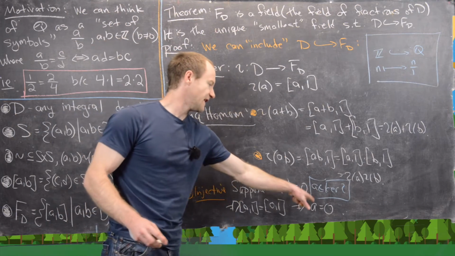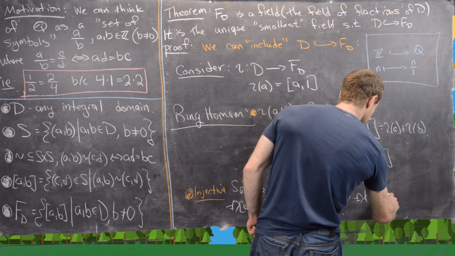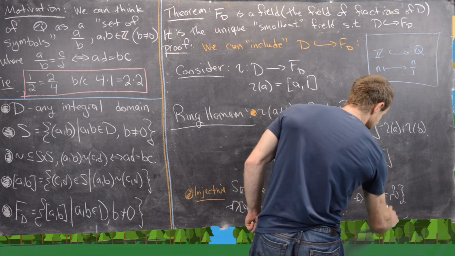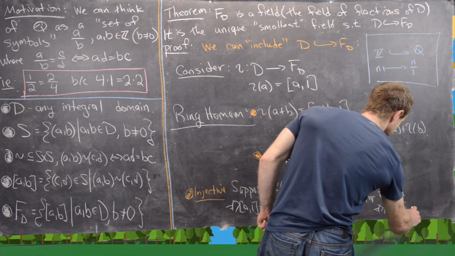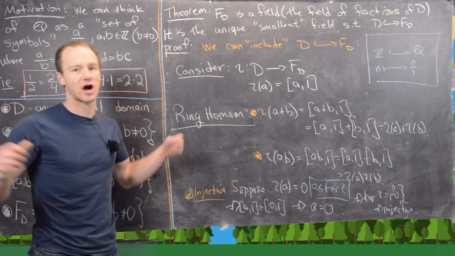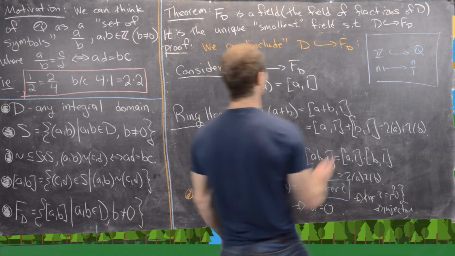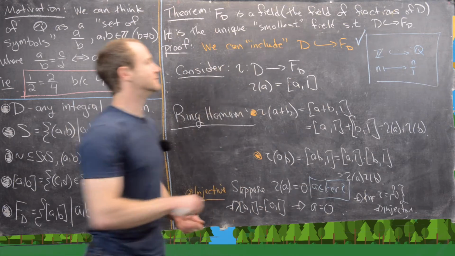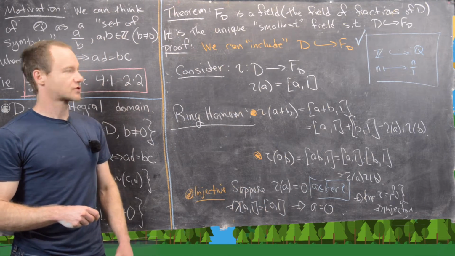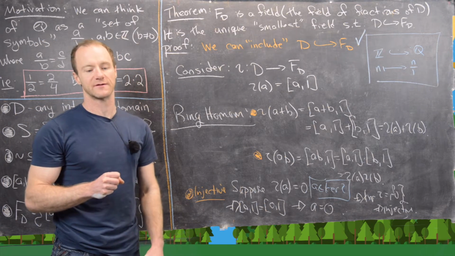But if anything in the kernel is equal to 0, that tells us that the kernel of this map is just the 0 element, which is the same thing as saying that this map is injective. Remember, showing the kernel is trivial is a tried and true way of showing that something is injective. Great. So we can include D inside of F of D. So in other words, this integral domain D lives naturally as a sub-object of its ring of fractions.